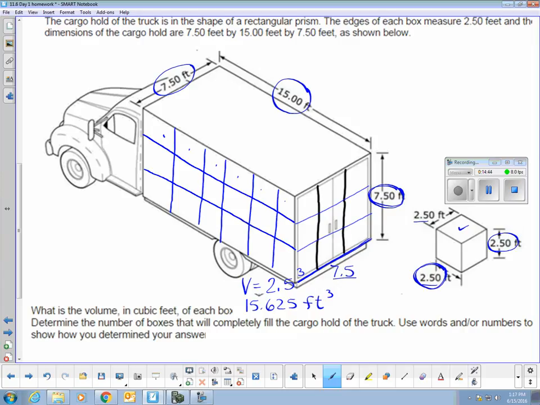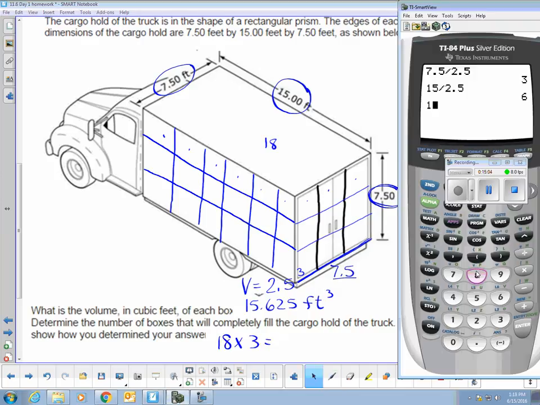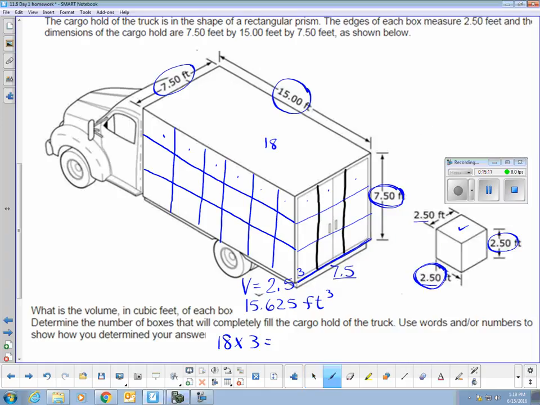So on the top row, I have 3 times 6. I have 18 on the top row, and I have 18 on the second floor below that, and then I have 18 on the bottom floor. So the number of boxes is 18 times 3. So it looks like I can fit 54 boxes in the back of the truck.